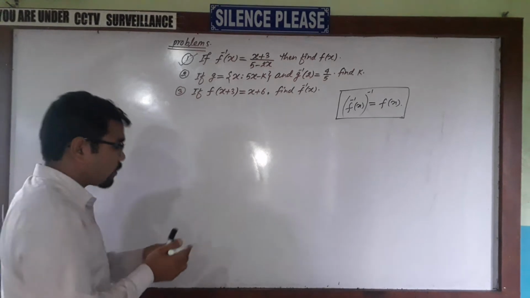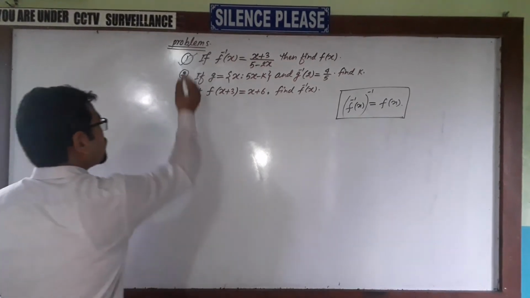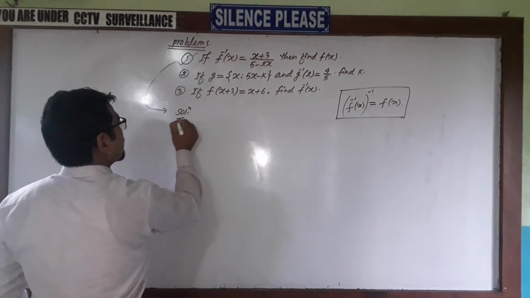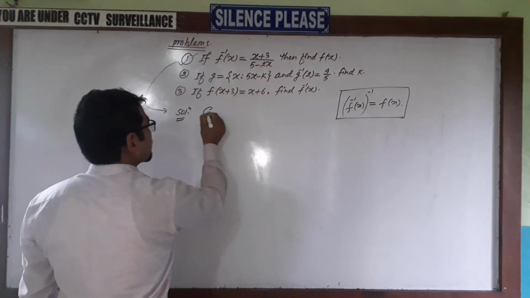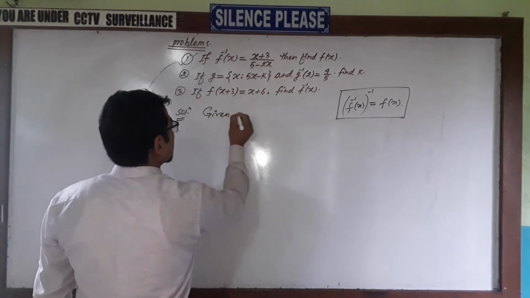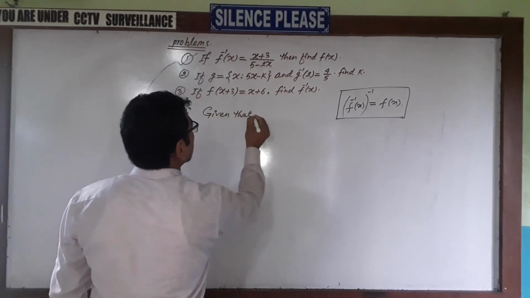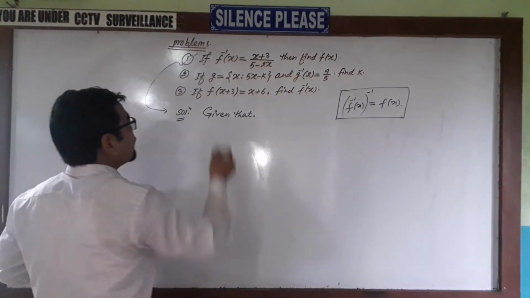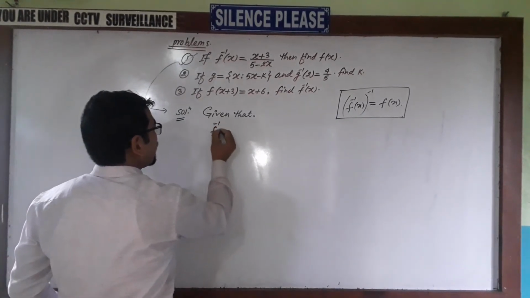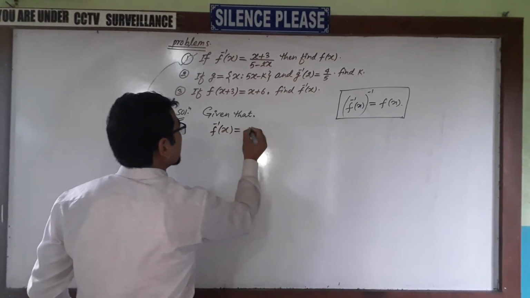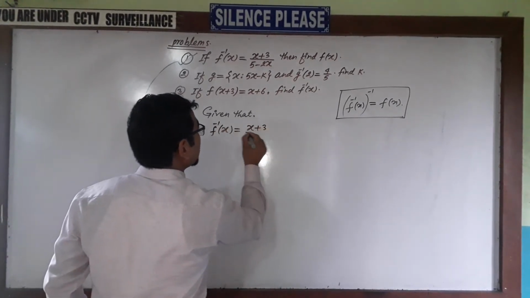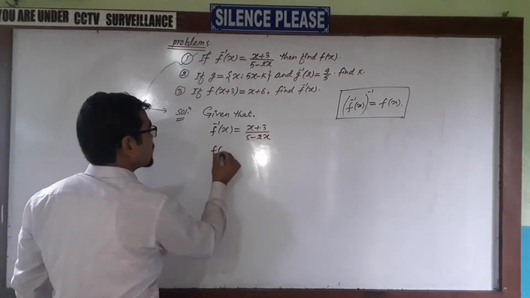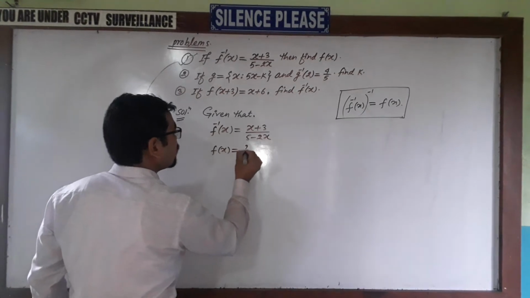All of you, problem number 1 I am going to solve here. So this is 1 number problem here. Solution. So here given that function f of x, function f inverse x is given already there, x plus 3 divided by 5 minus 2x. Now we have to find the function f of x that is equal to 5.